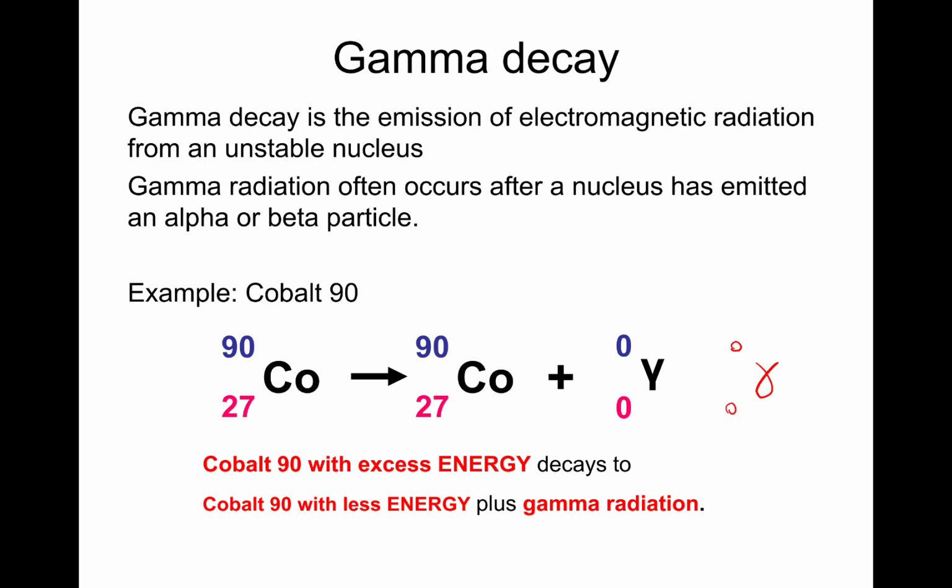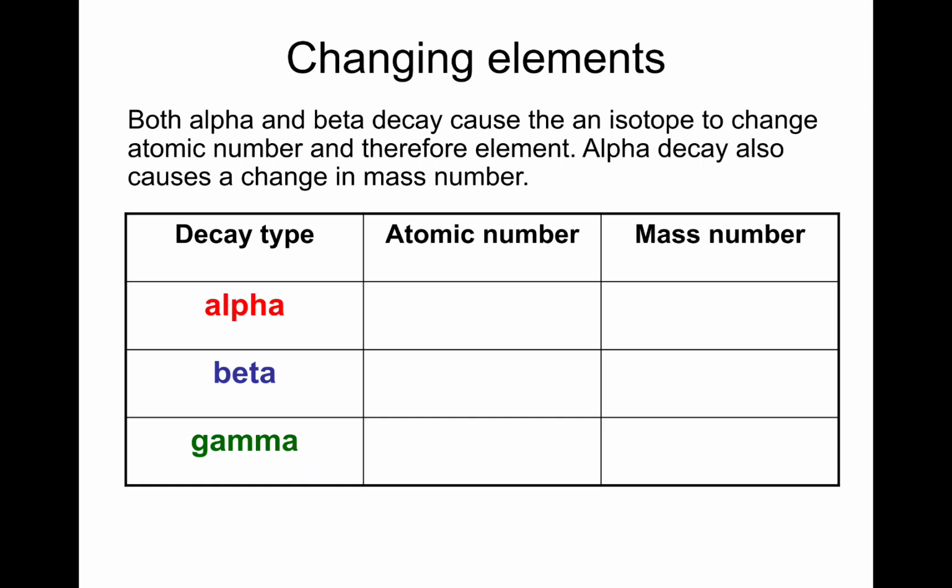All right, let's do a little exercise. So let's pause this, have a go, write down what happens, and then I'll take you through the answers. So changing elements: both alpha and beta decay cause an isotope to change atomic number and therefore elements. Remember, we talked about this in previous lessons, that if you change the proton number of an element, then that's what gives you a different element.